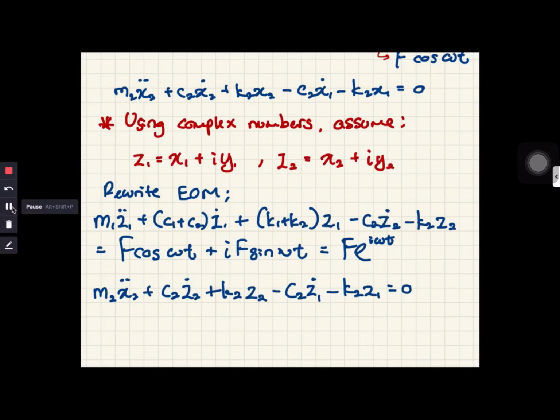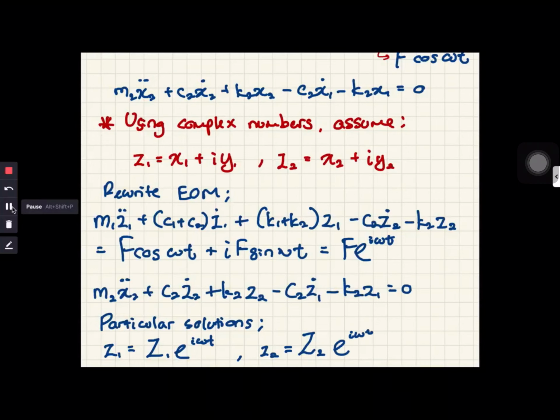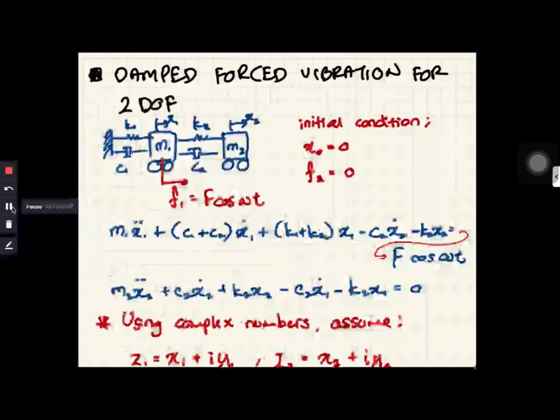Okay, now if we take the particular solution of the complex number, the particular solution will look like this: z1 is equal to capital Z1 exponential i omega t, and z2 is equal to capital Z2 exponential i omega t. Okay. And we continue to the next page.